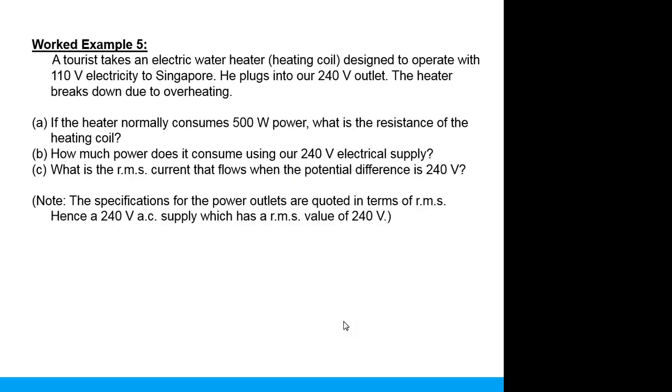Next, we have this. A tourist takes an electrical water heater designed to operate with 110 volts electricity to Singapore. No idea why. Maybe he likes his own water heater, the water becomes cleaner after that maybe. He plugs it into a 240 volts outlet. Boom, and the heater breaks down. No, this is a real life story. I didn't put in this example just because it was there. Because it happened in my real life, you know.